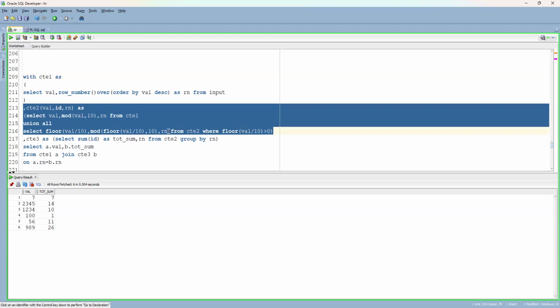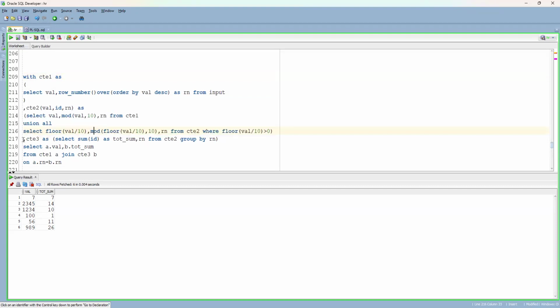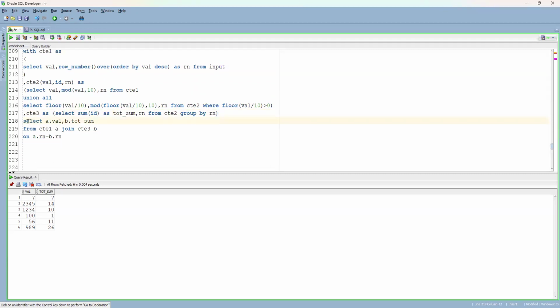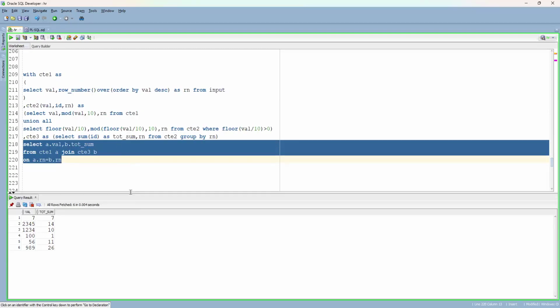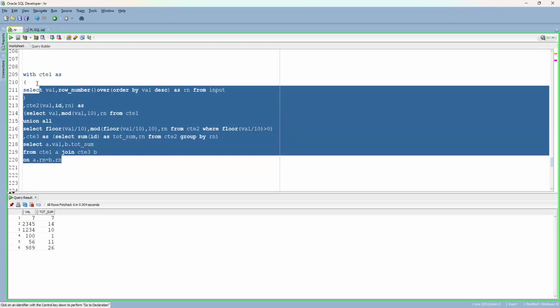Now, next thing. What I'm using here again, what is this? Again a normal CTE. Then what I'm using here finally, line number 218 till 220, what is this? Normal joins. So all those things I have mixed up. And this is also giving you the same output.